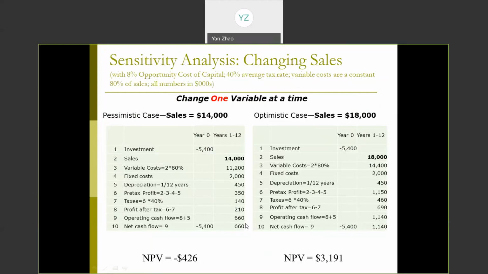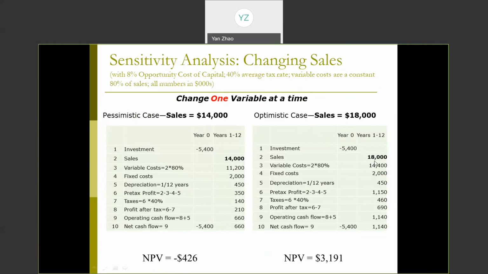Okay, so now you plug in $660 instead of $900 in the big formula, and you recalculate the net present value, which is a negative number, $426. And the conclusion is, if in the pessimistic case, if the sales can only be $14,000, you should not take the project.